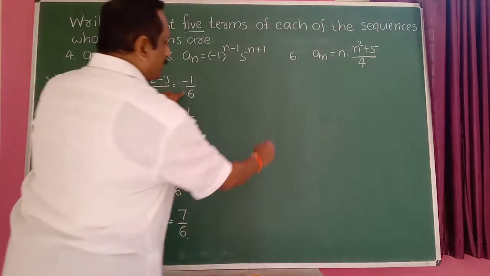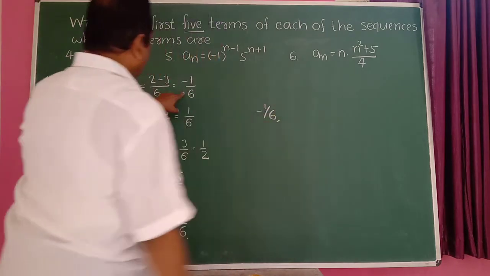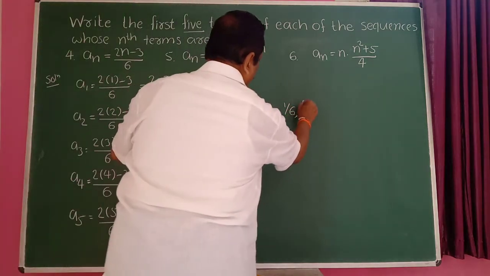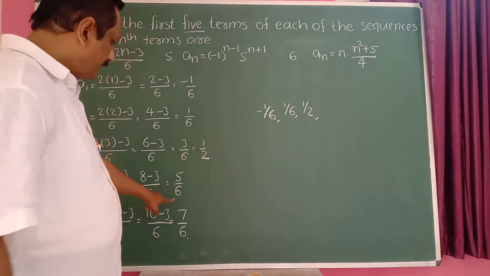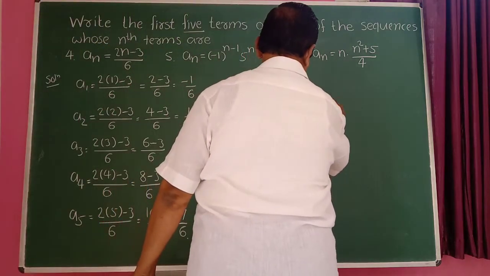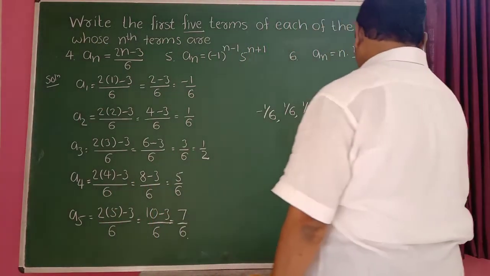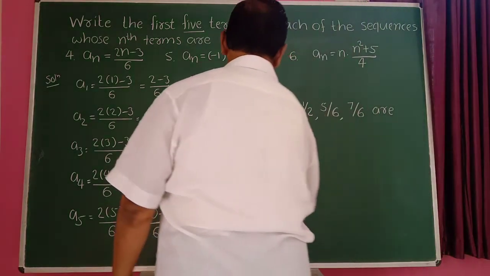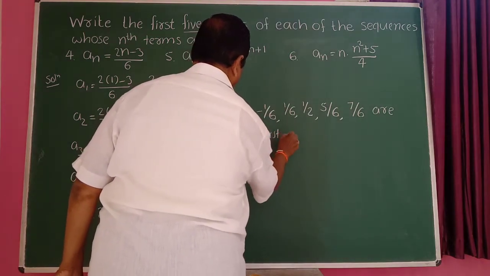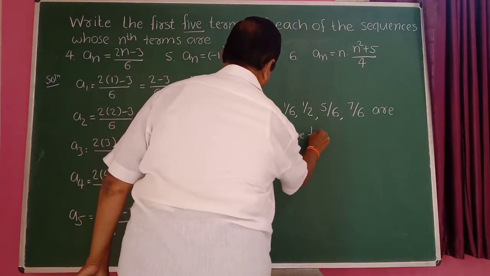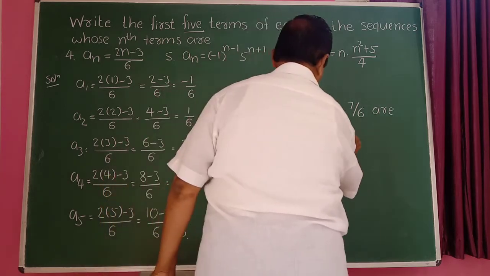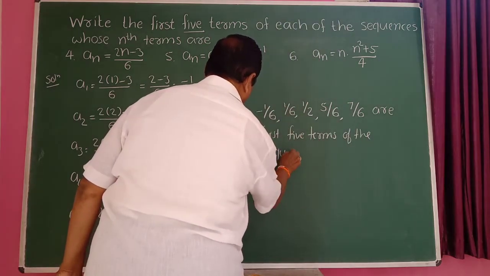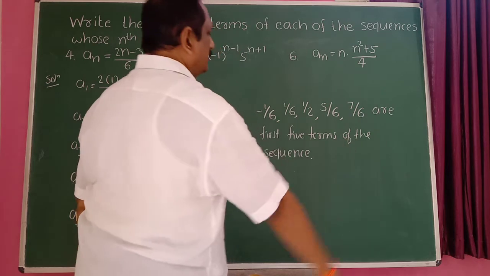So minus 1 upon 6, then plus 1 upon 6, then 1 divided by 2, next 5 by 6, then 7 upon 6 are the first 5 terms of the sequence here.